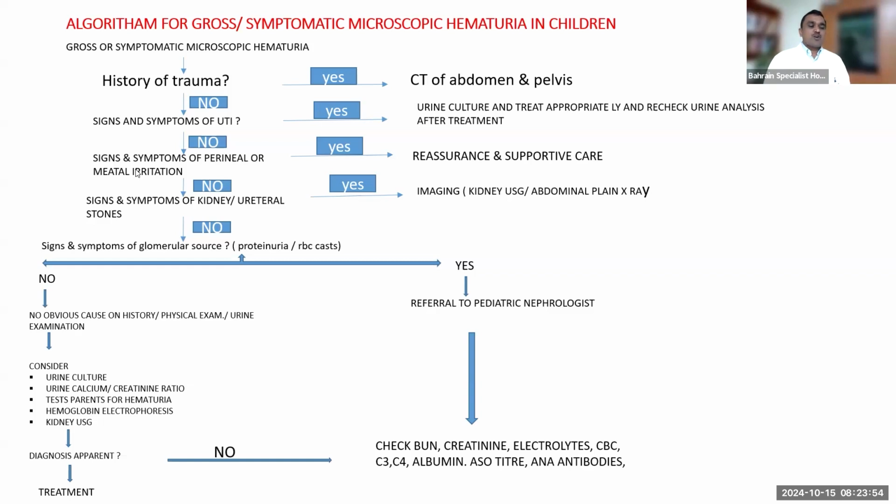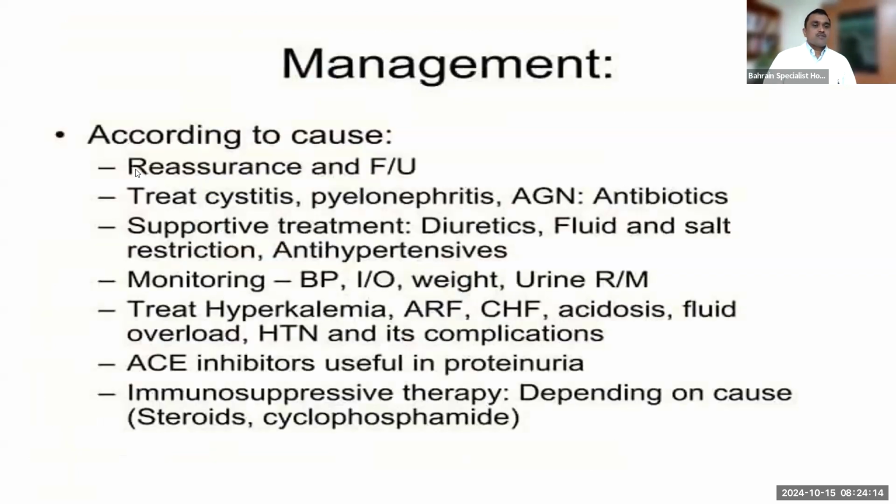If there are no signs of a glomerular source, no obvious cause on history and physical examination, and urine examination and everything is normal, consider urine culture, urine calcium by creatinine ratio, testing parents for hematuria, hemoglobin electrophoresis, and kidney USG. With these, if the diagnosis is apparent, then you treat the cause. If not, you have to refer to the pediatric nephrologist.